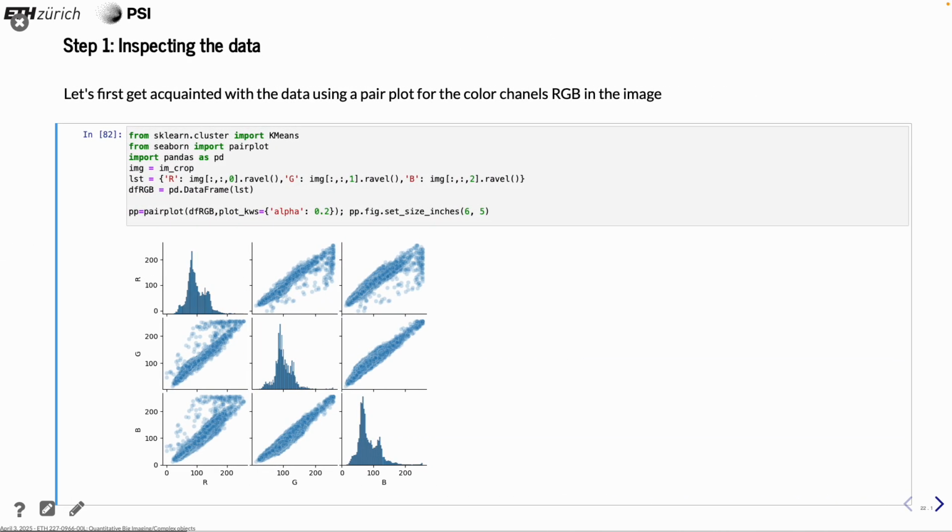First, we may want to get a bit acquainted with our data. It's an RGB image, so we have red, green, and blue channels. We need to look at the histograms of each in order to find a good way to segment it. So we do the pair plot. We have RGB here, and we see the histograms of each. They don't really tell so much. If we plot the red channel versus the blue or green, we can see that there is some separation. That could be interesting, but it may not be really what we want right now.